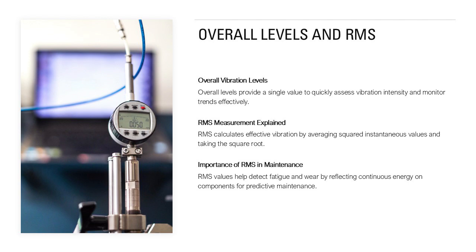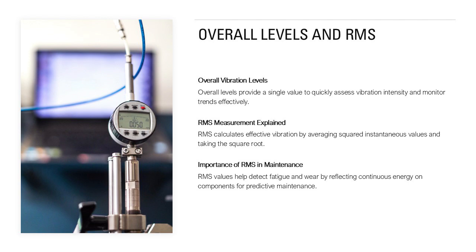Overall vibration levels provide a single value representing the general intensity of vibration in a system. This metric is useful for quick assessments and trend monitoring. RMS, root mean square, is a statistical measure that represents the effective value of a varying signal. In vibration analysis, RMS is widely used because it correlates with the energy content of the vibration.